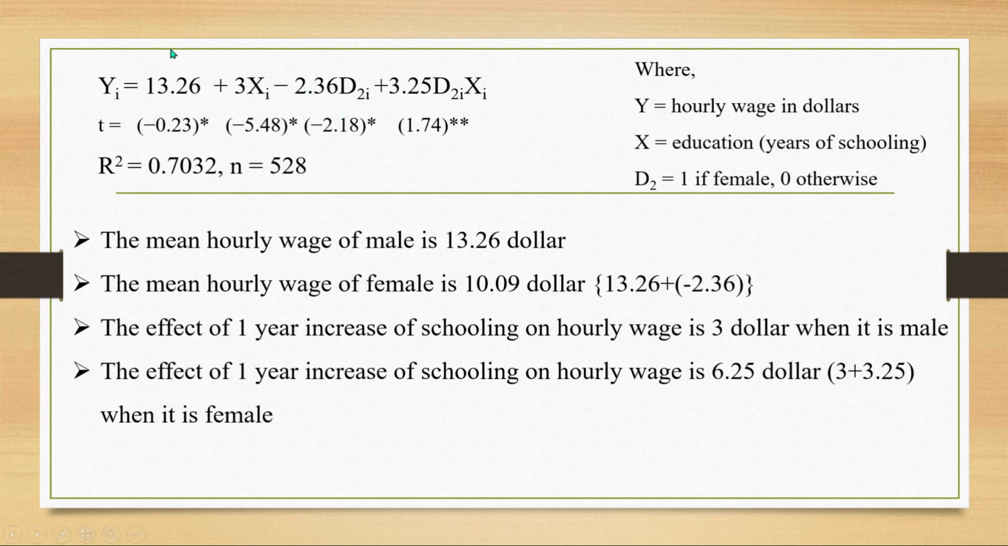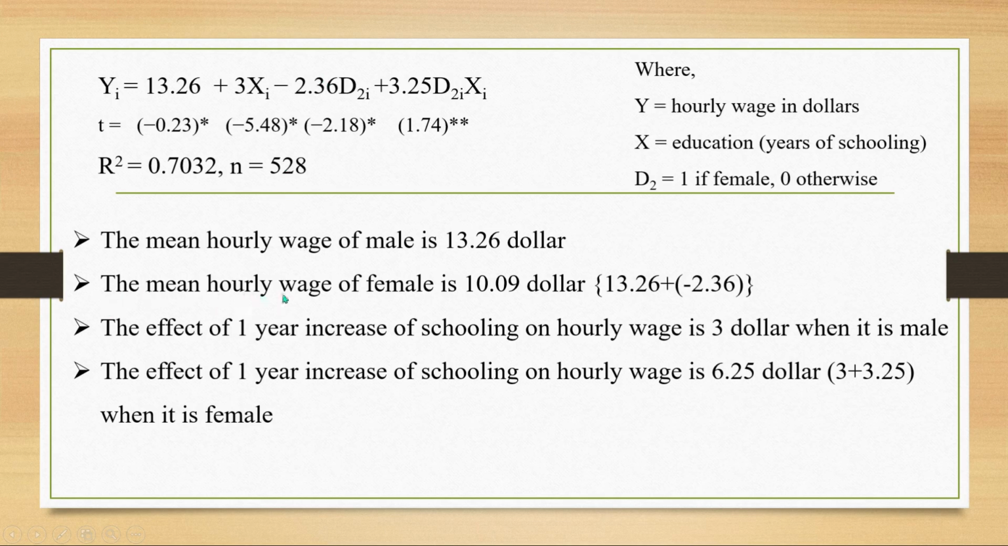First of all, as I told earlier, the intercept term will represent the mean value of the base category. Here the dummy variable base category is male, so alpha will represent the mean hourly wage of male. So the mean hourly wage of male is $13.26. Then to find the mean hourly wage for female, we need to add the intercept coefficient value to the dummy variable coefficient value.